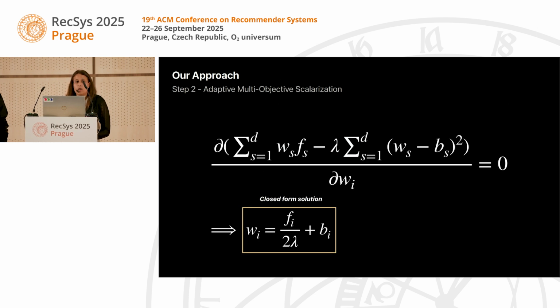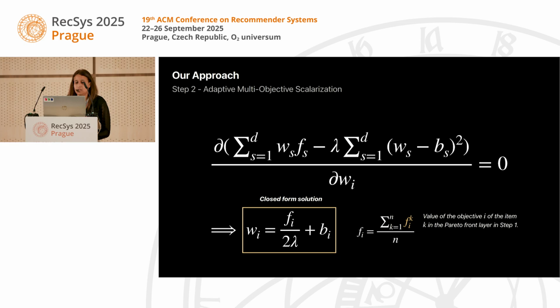So now let's see how we compute the W's. We compute the partial derivatives with respect to the different Wi's, and we come up with this closed form solution. The benefit of this is that it allows you to quickly adapt the weights and update them in a very straightforward and simple way.